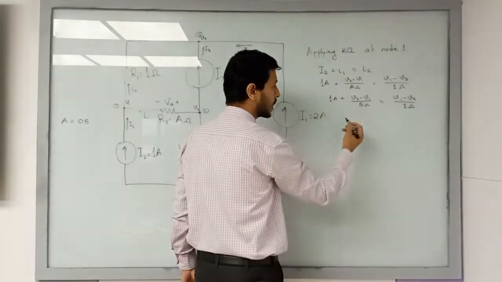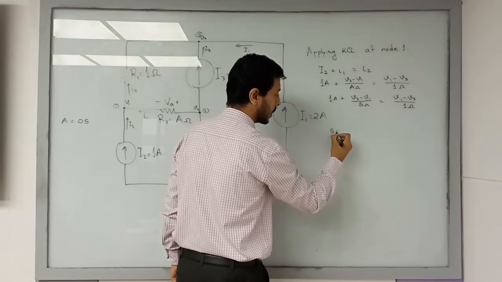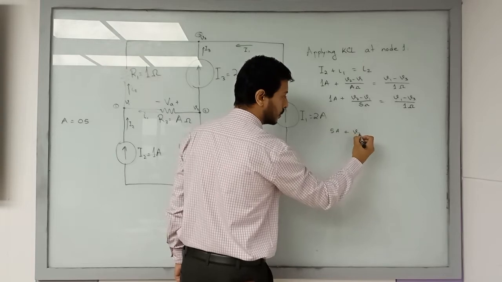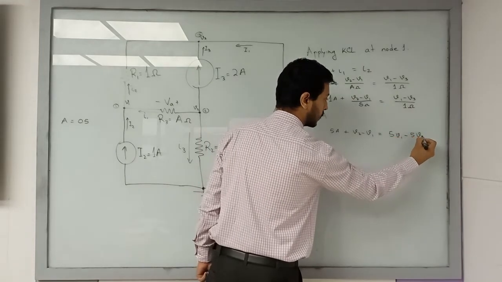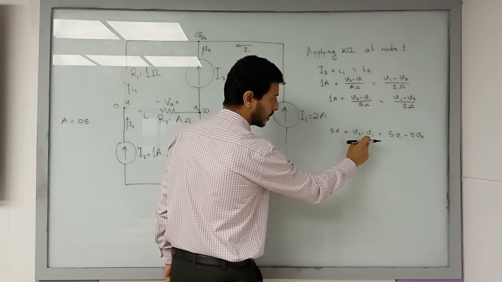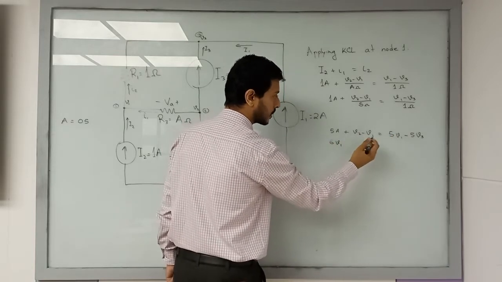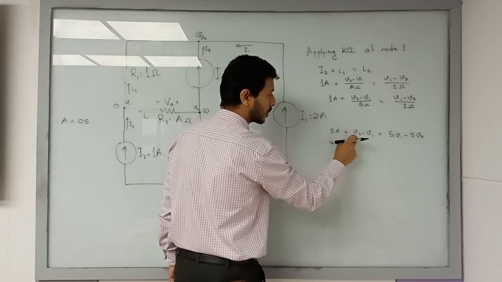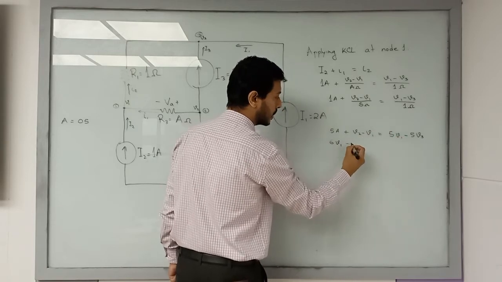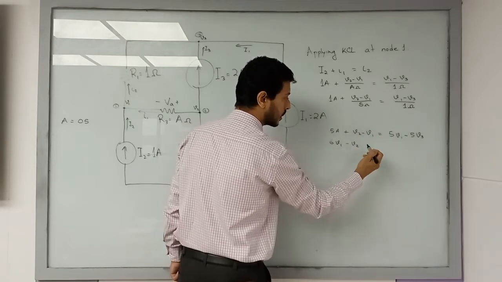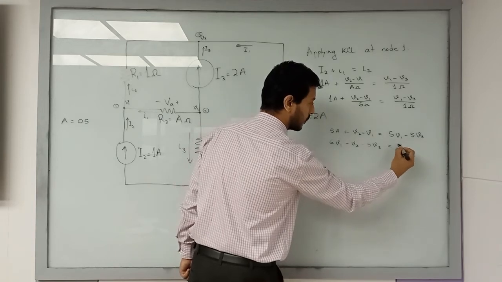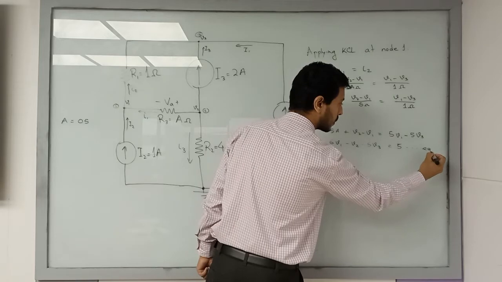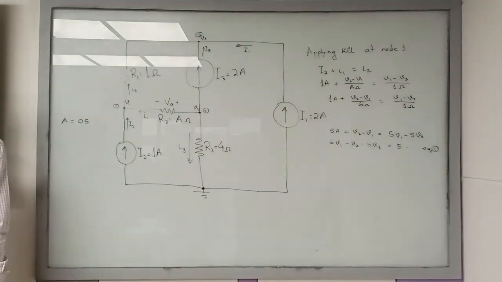So you solve this, multiply the whole equation by 5, you get 5 ampere plus V2 minus V1 is equal to 5V1 minus 5V3. Solve it. Let's say if you bring it over here, it will be 6V1. You have minus 5V3. Let's work with V2 first. If you bring this V2 over here, it will be minus V2. And there is V3 minus 5V3, which should be equal to 5. Okay? So this is the first equation. You understand? So this is a very simple calculation.